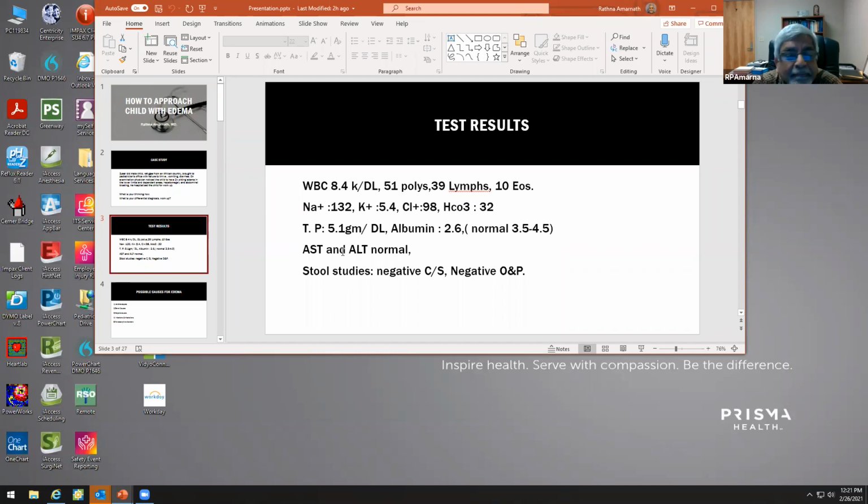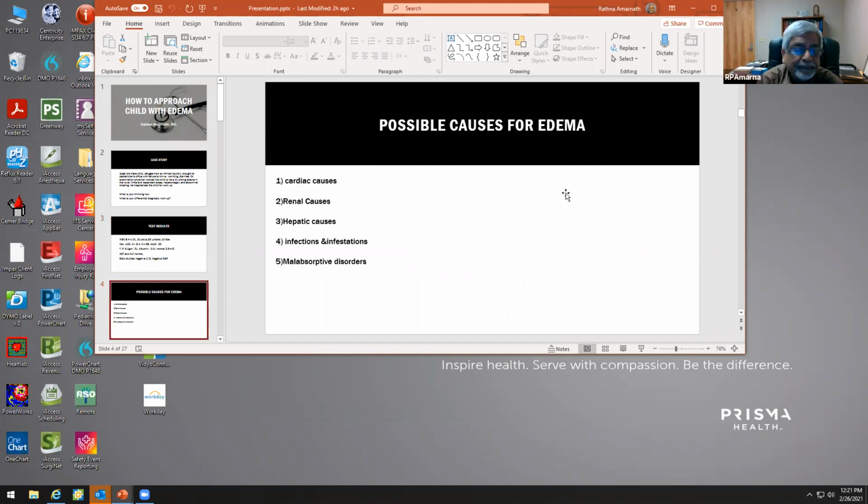Good. All right. So obviously the child has a normal blood count. It seemed like mild lymphopenia, hyponatremia, and a little bit of alkalosis, with a bicarb of 32. He is hypoproteinemic, hypoalbuminemic, but his liver numbers are normal. And he had some stool studies done that were negative as well. So we have a child that has edema and hypoalbuminemia. So we're going to see what the causes are for edema.